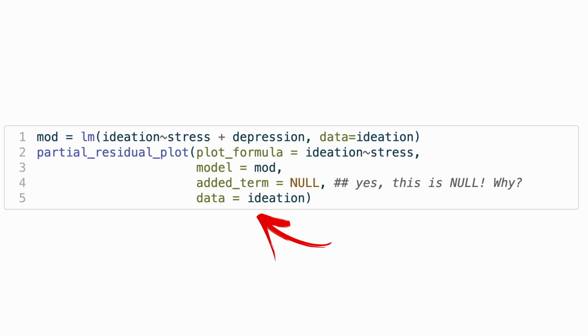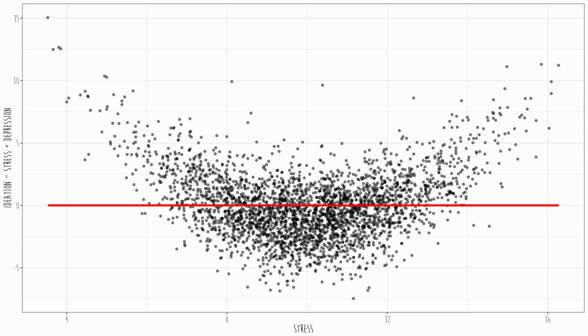Because remember, when we add a term back into it, that puts signal back into the residuals. We don't want that signal anymore. We want just the residuals. Because again, we're looking for unmodeled effects. And then we specify our data set, data equals ideation. And if we visualize this, we would find a plot that looks like this. Remember, our model should have a quadratic term, but we didn't fit that quadratic term. So this partial residual plot is telling us that there's still some signal in the data that we haven't picked up.